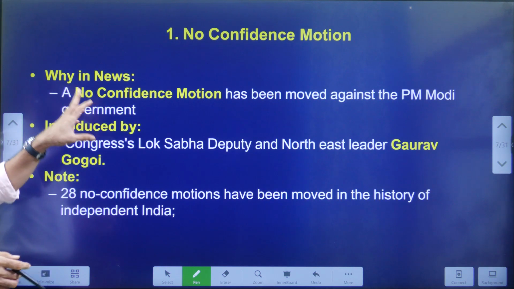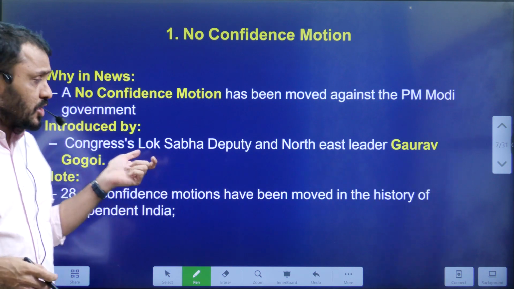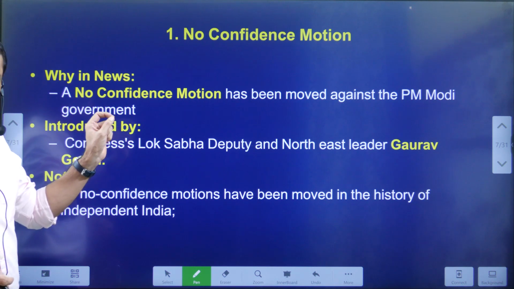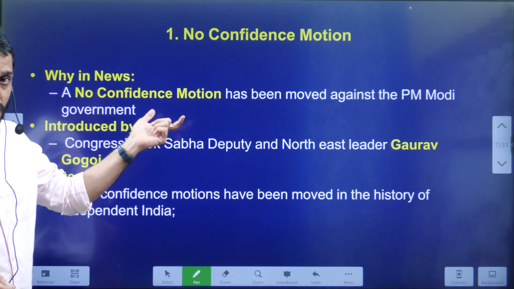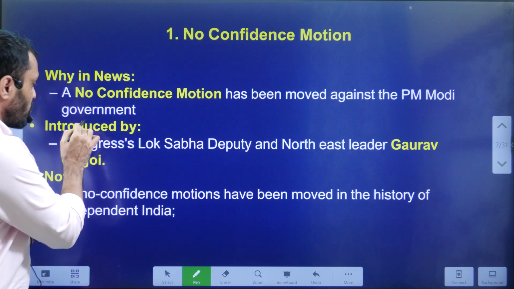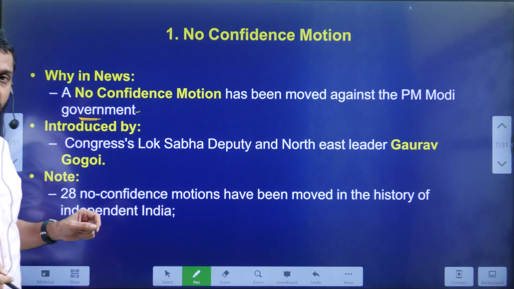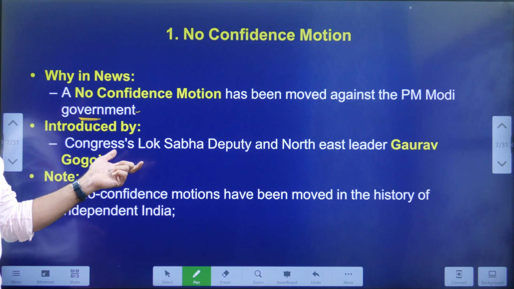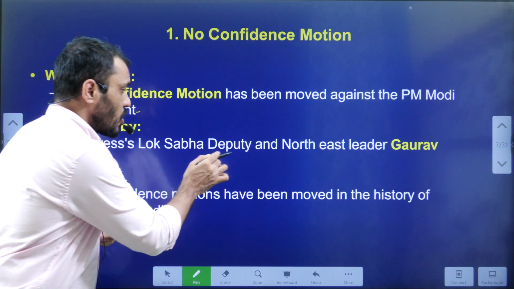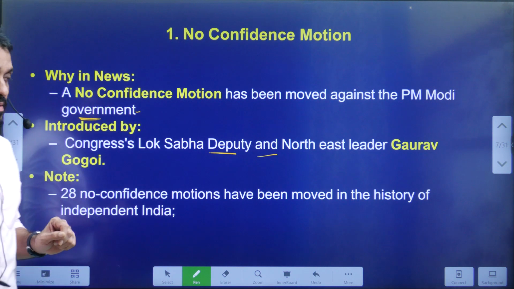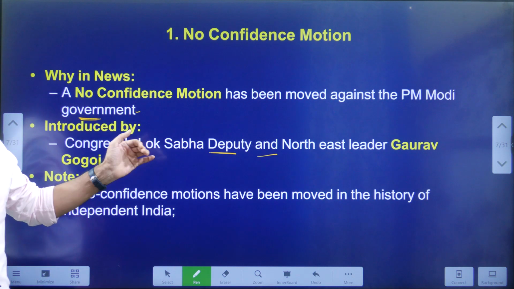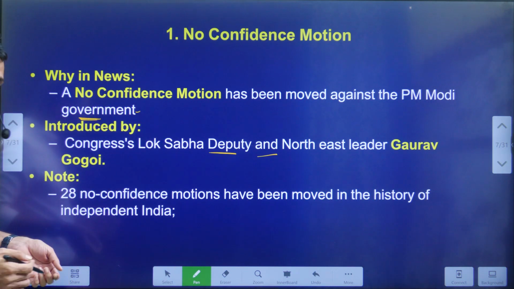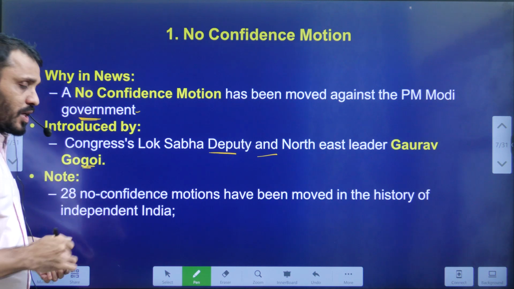Next, let us discuss the context. Why is it in the news? It is in the news because a no confidence motion has been introduced against the Prime Minister Narendra Modi government in Lok Sabha. Who introduced this no confidence motion? It was introduced by the Congress Lok Sabha deputy leader, who is from the Northeast, and that MP's name is Gaurav Gogoi.